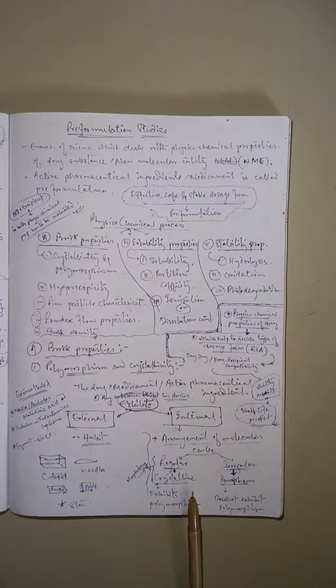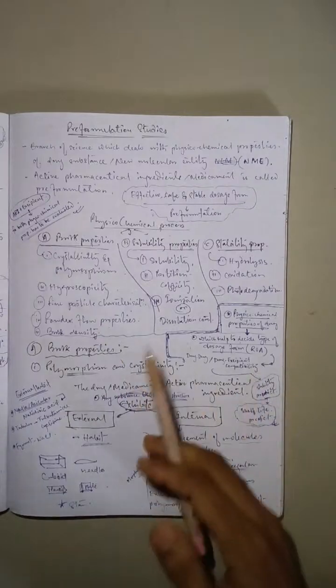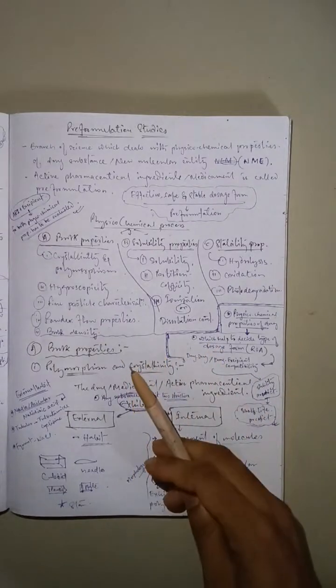Polymorphism means they have a single chemical structure but different characters or different shape. Normally a drug or medicament, active pharmaceutical ingredient, any substance can exhibit more than one structure or shape and different characteristics, but ultimately they are the same in their chemical character. So polymorphism. So you can see their crystallinity, ultimately their structure, whether they are amorphous or crystalline.